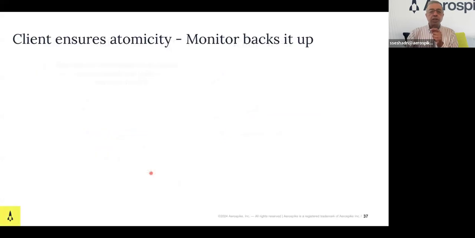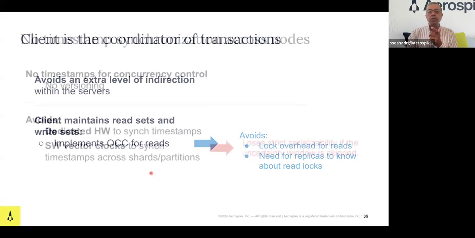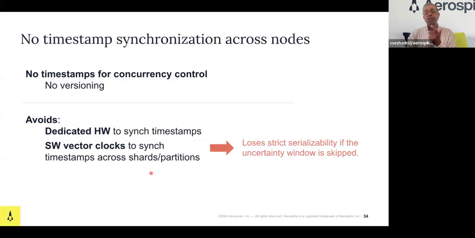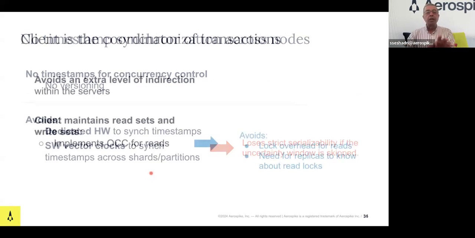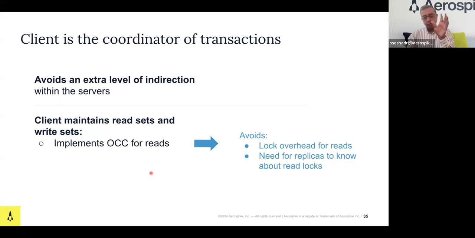So your natural question, I think Jignesh is asking, is: so what do we do? Well, the most important thing is we don't use timestamps for concurrency control, because we don't do versioning. We don't do multi-versioning. The answer is actually pretty alarmingly simple, and I'll come to that. There's no dedicated hardware, no software vector clocks. We actually do a combination of OCC, optimistic concurrency control, and 2PL: optimistic concurrency control for reads and 2PL for writes.